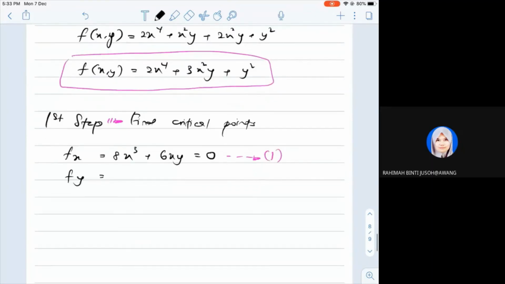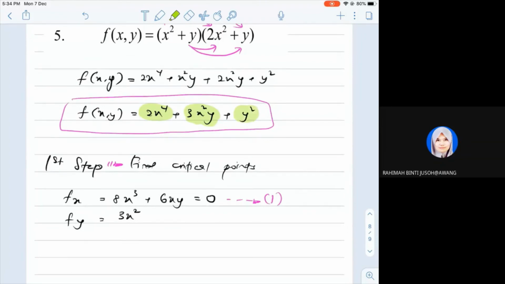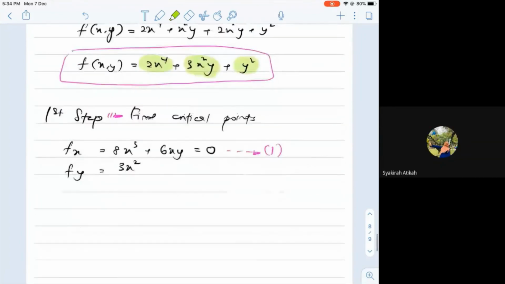Find your fy. Differentiate the first term with respect to y, we get 0. Now differentiate this, we will get 3x squared. How about this? Differentiate y squared with respect to y, we get 2y. So 3x squared plus 2y equals 0.